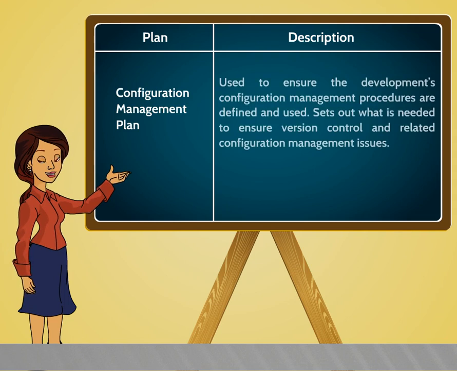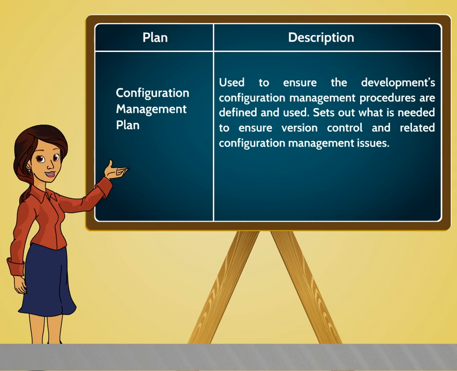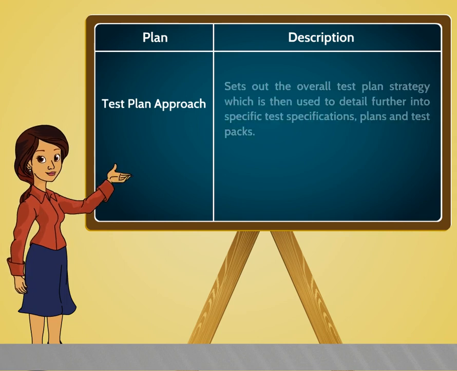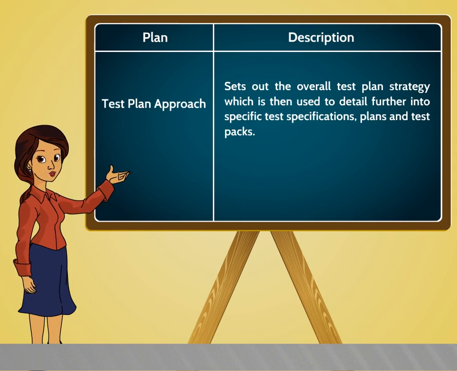Configuration Management Plan. Used to ensure the development's configuration management procedures are defined and used. Sets out what is needed to ensure version control and related configuration management issues. Test plan approach. Sets out the overall test plan strategy, which is then used to detail further into specific test specifications, plans, and test packs.